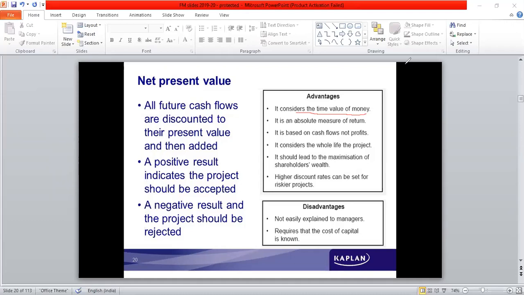As soon as the payback value is calculated, a decision is taken, ignoring what are the cash flows after the payback period. So the whole life is not considered by payback period, but net present value considers the whole life of the project. It should lead to maximization of shareholders' wealth and higher discount rates can be set for riskier projects. But okay, the advantages are there, but what is the technique all about?